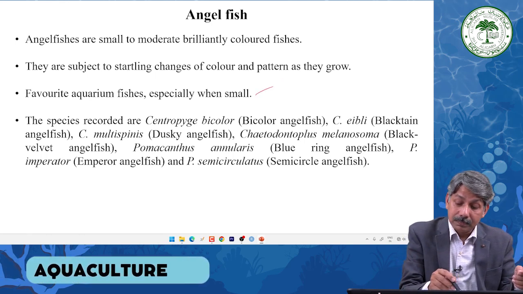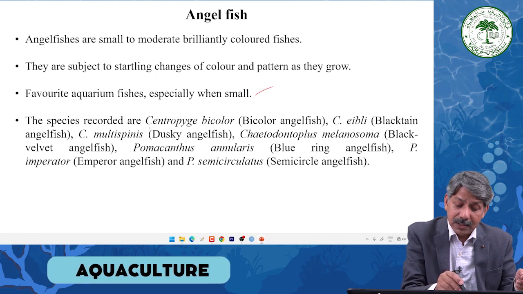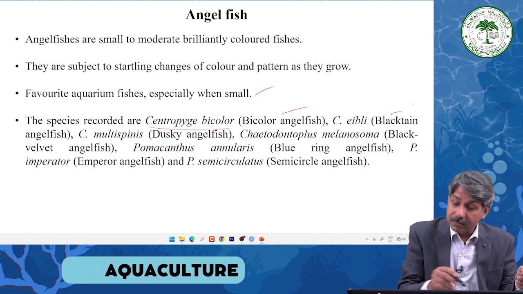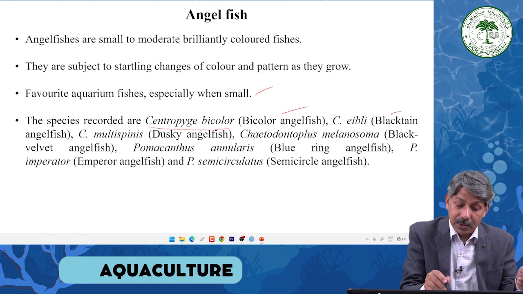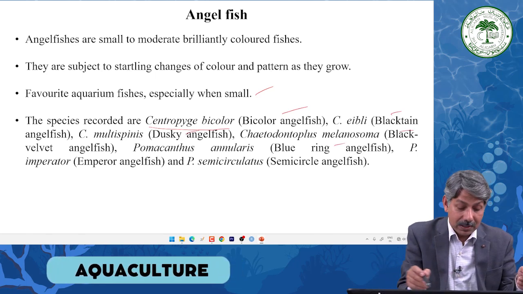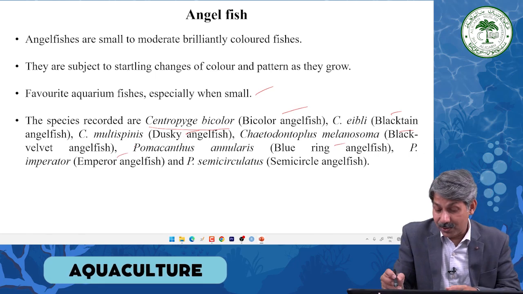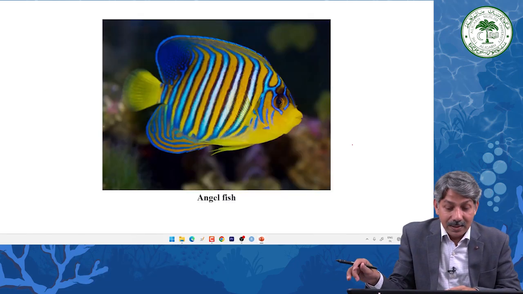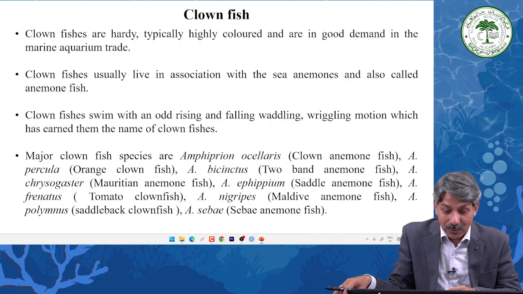And the examples include centropage, bicolor angelfish, what we call black tane angelfish, dusky angelfish, black velvet angelfish, blue ring angelfish, emperor angelfish, then semicircle angelfish. So, this is one of the photograph.